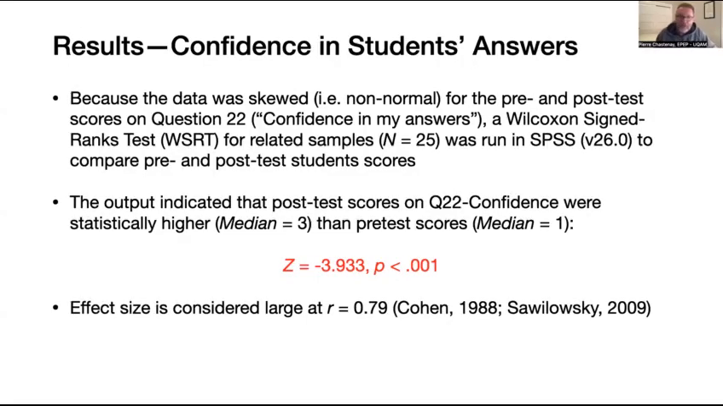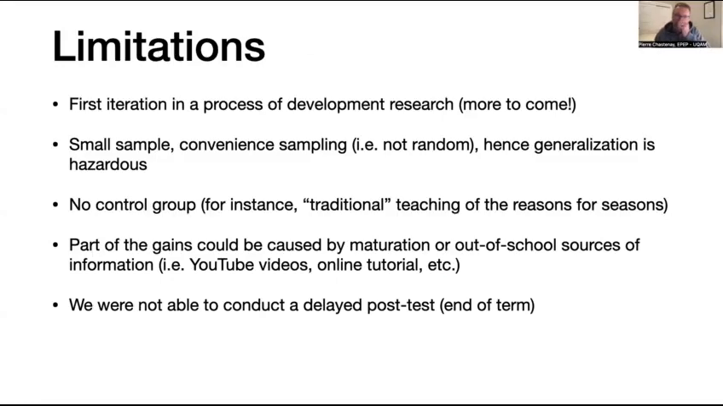We also had a question in our questionnaire about the confidence that the students had in their own answers. Again, the data was not normal, so we used the same non-parametric test. And we found that, again, there was a statistically significant difference between the post-test and the pre-test in terms of the confidence students had in their own answers, with z-statistic significant at 0.001, and again, a large to very large effect size. You have to keep in mind that there are several limitations to these results.